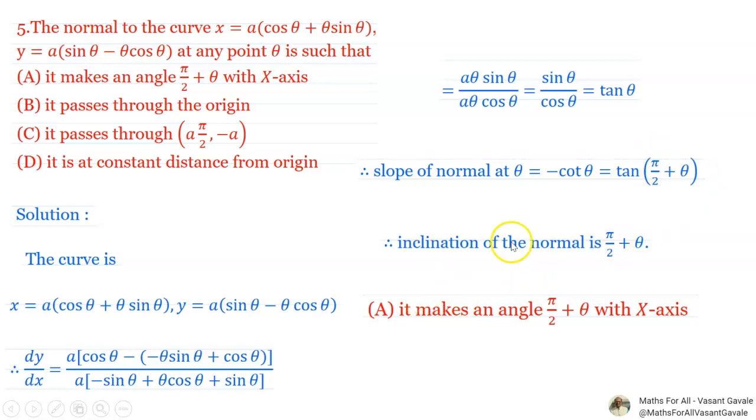the normal inclination of the normal with the x-axis is pi by 2 plus theta.